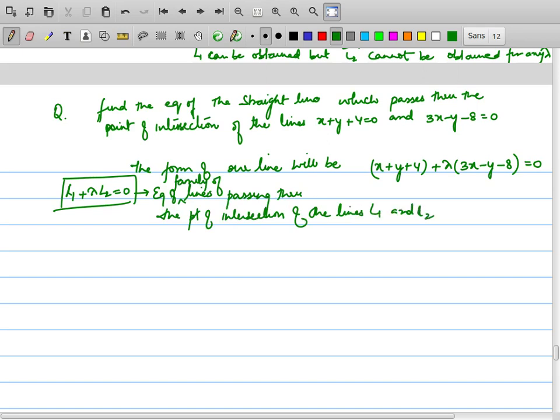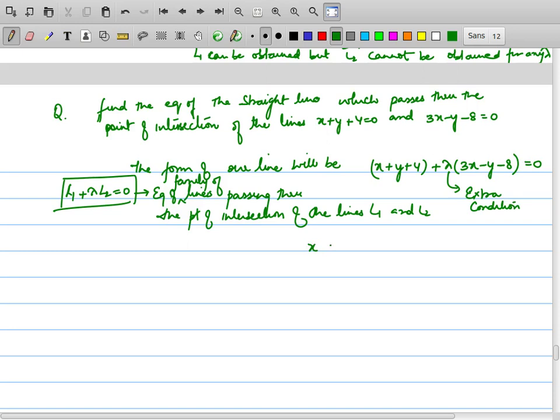The only thing you have to keep in mind is to bring all the terms of both the equations to one side and then put them in this formula. Now this lambda will be obtained by the extra condition that will be mentioned in the question. Now this represents the family of lines which are passing through the point of intersection of these two lines. The point of intersection will satisfy this equation.